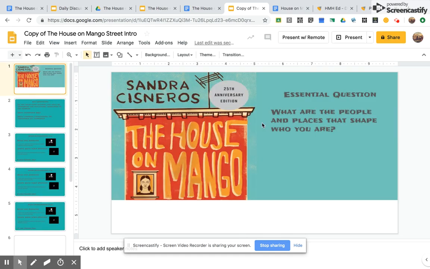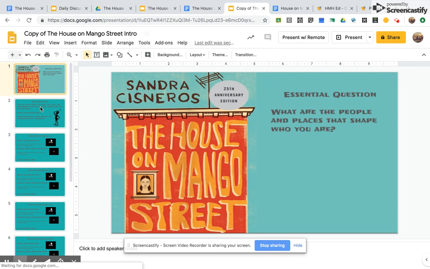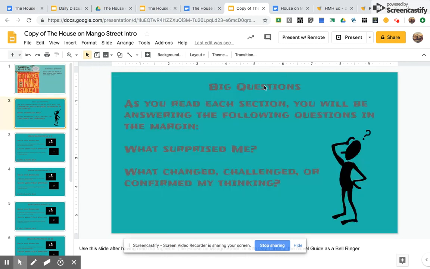Now, so there's the essential question again. And this one goes over also the big questions for annotation that your students do need to know. The big questions, and they need to know the signposts for this unit. As you read each section, you will be answering the following questions: What surprised me? What changed, challenged, or confirmed my thinking?